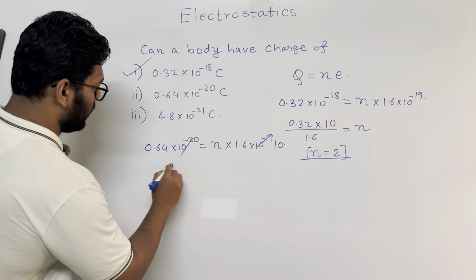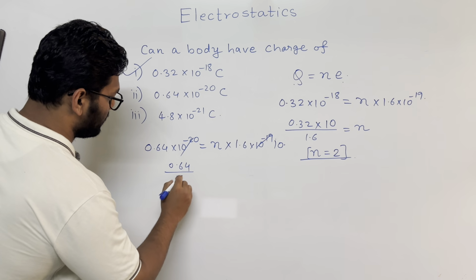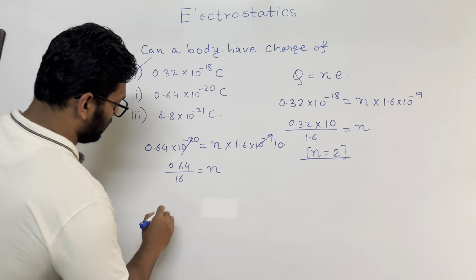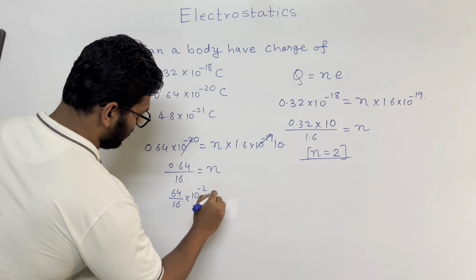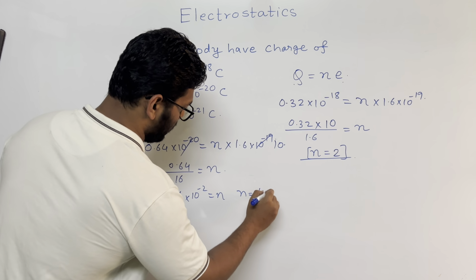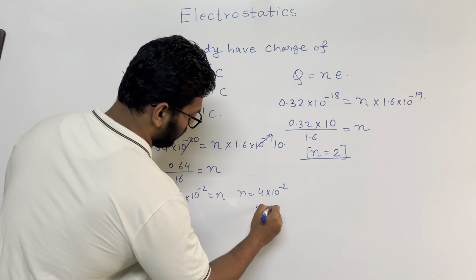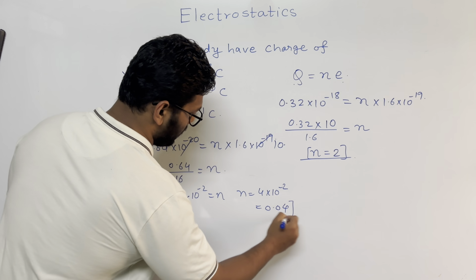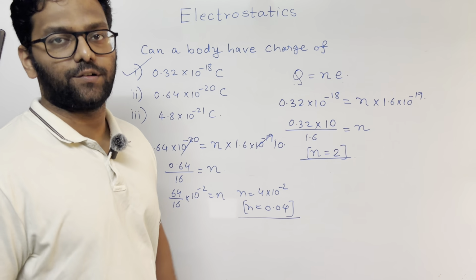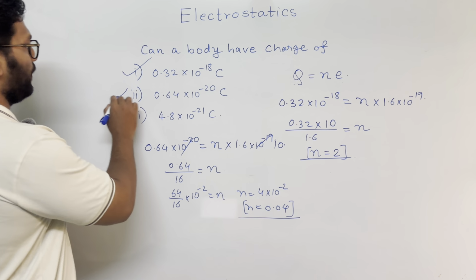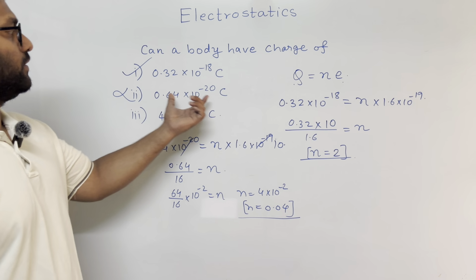Okay, now 0.64 divided by 16 is equal to N. So if I know 64 by 16, right? What is that? 4. So N is equal to 4 into 10 raised to minus 2, that is 0.04. So can N be 0.04? You cannot have 0.04 of an electron. So yes, a body cannot have this charge.